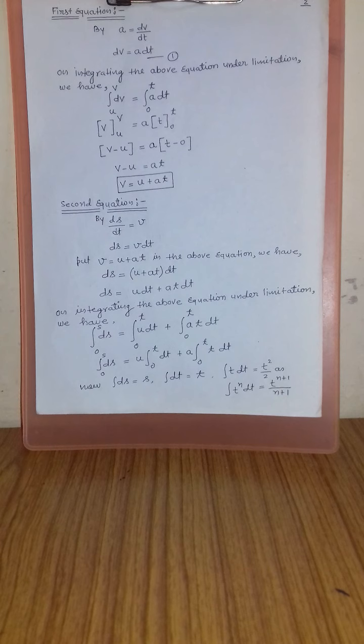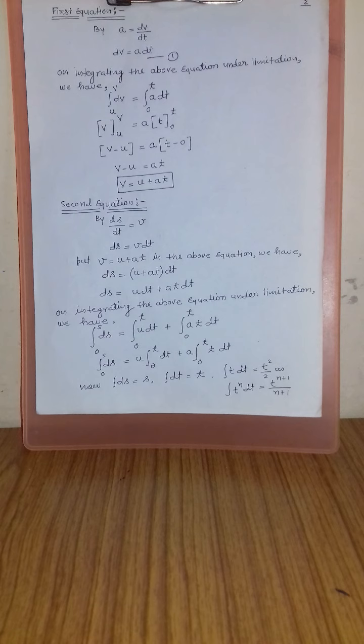So we will derive the first equation. Okay, so by the definition of acceleration, which is the change in the instantaneous velocity with respect to time interval, mathematically a = dv/dt. Doing cross multiplication, dv = a dt. This is your equation first.